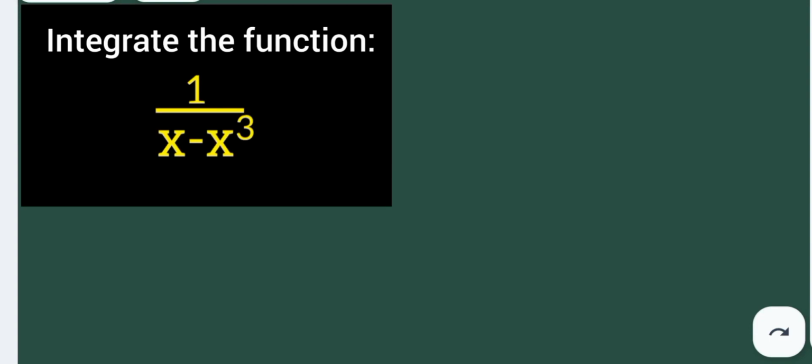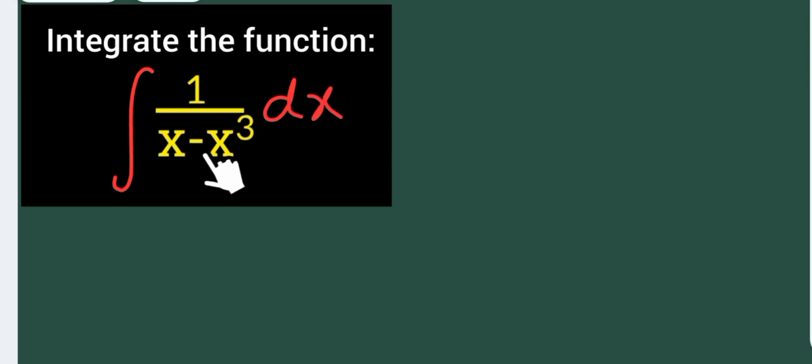Hello students, in this video we are going to discuss this question: integrate the function. We have to integrate this function with respect to x. So this is 1 divided by x minus x cube.